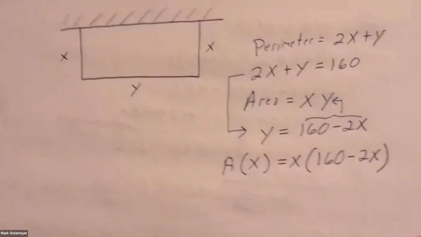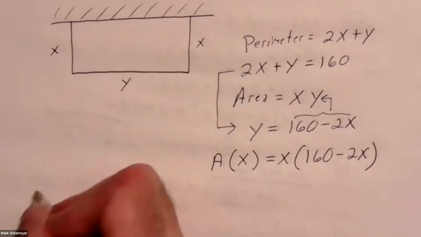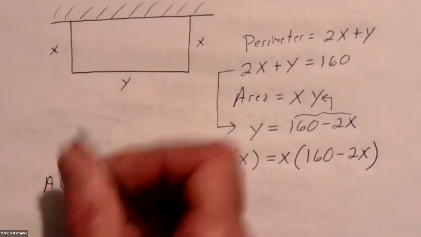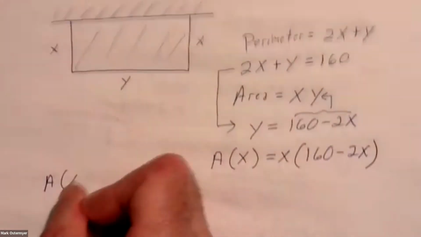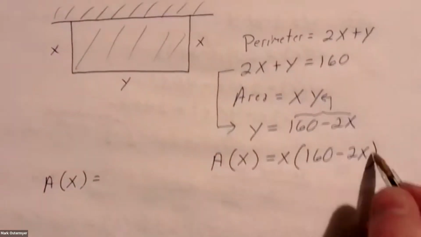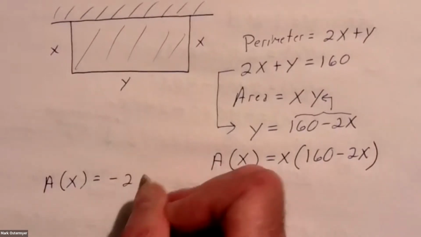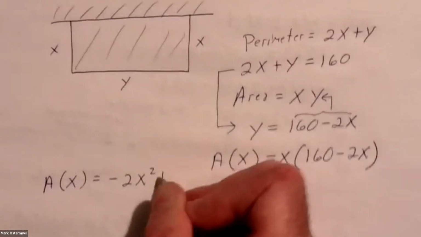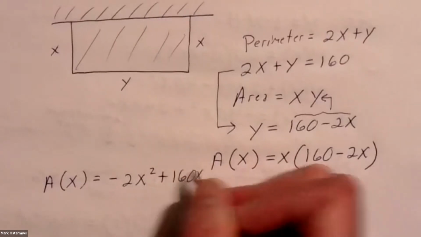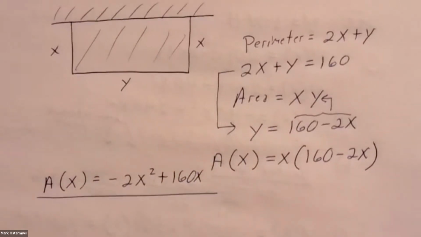Aha, but this area function is a quadratic function. So the area of the enclosed region here is going to be, after distributing the X inside and putting this in descending order, negative 2X squared plus 160X. So there's my area function, and it is a quadratic function.